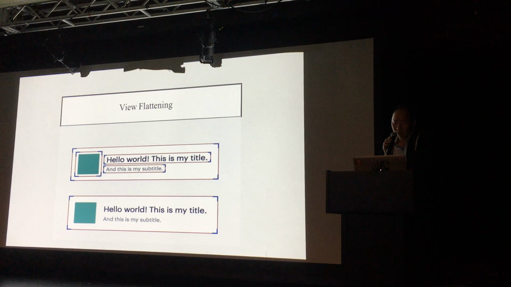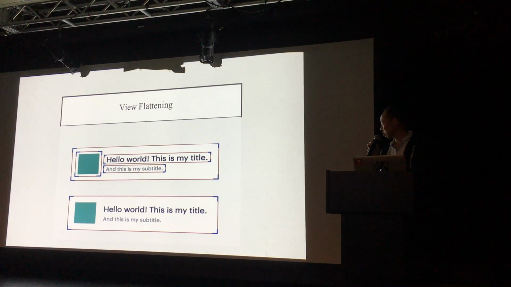View flattening. This is the part that I really like, by the way. So let's look at one of our samples here. You have a top row with a row container, and there's a rectangle on the left corner, and there's a hello world, this is my title, and there's my subtitle at the bottom.